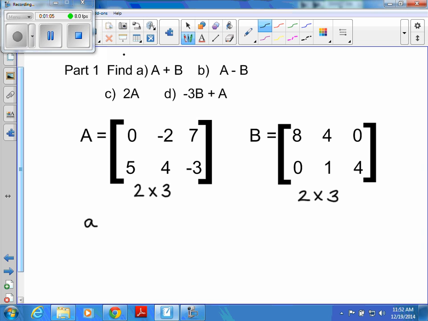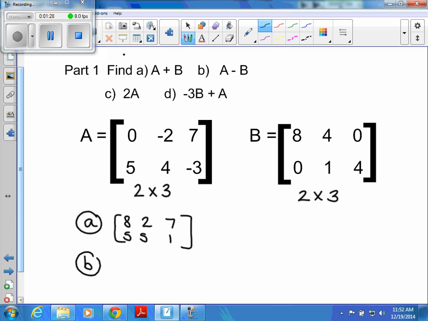So for the letter A, this is really easy. All you do is add 0 plus 8, and that's how you get 8 in your first one. Negative 2 and 4 makes 2. 7 plus 0 is 7. 5, 5, and 1. That's how you would add those 2 matrices together.